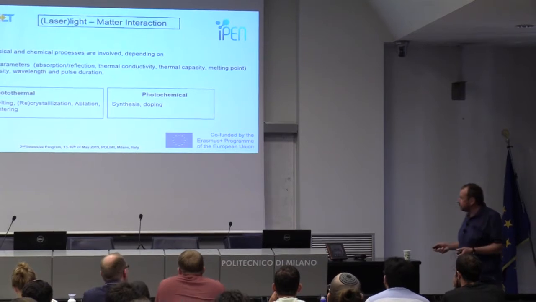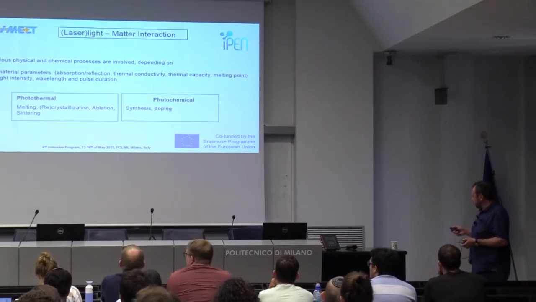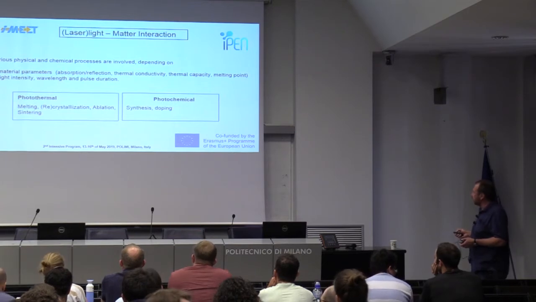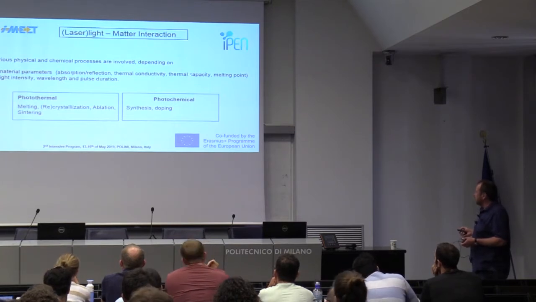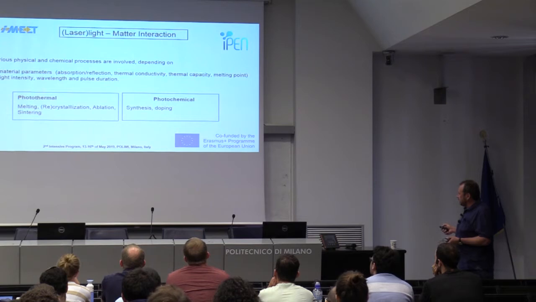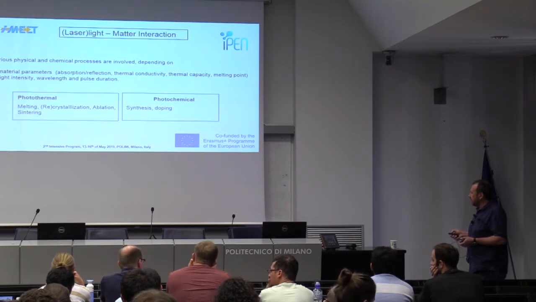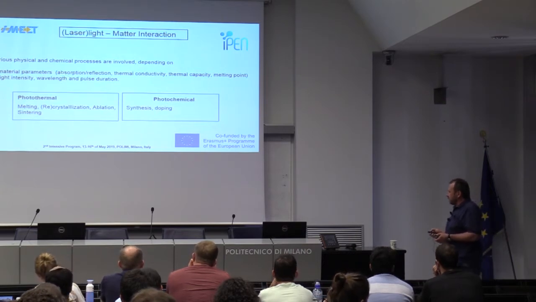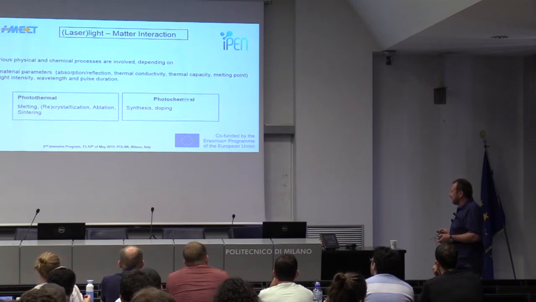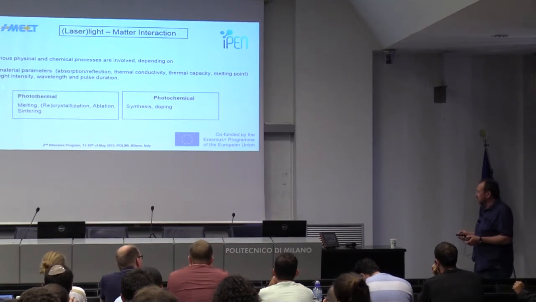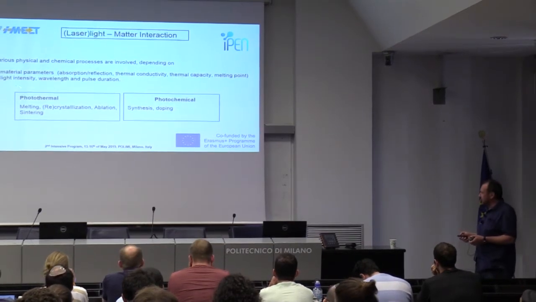Interacting with the matter, of course, it depends on the absorbance, reflection properties of the surface, its thermal conductivity, thermal capacity, melting point, and several others. And then the intensity of the light, if it is pulse duration, is extremely important, and wavelength. Now, very largely, we can divide these processes into photothermal and photochemical, which happens mainly in the excited state. Photothermal is heating up the lattice and causing sintering, melting, ablation, whatever.